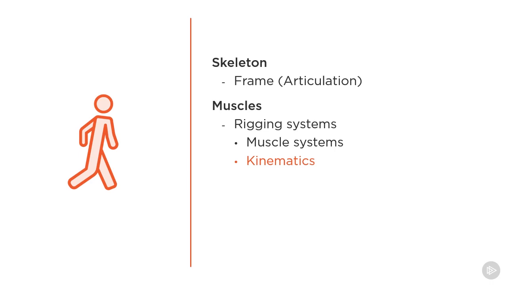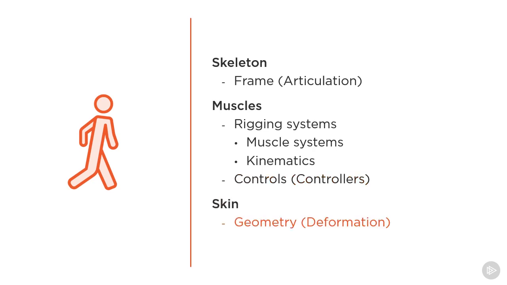So things like kinematics, which dictate the kind of controls that we have, and we'll have more on these later. Of course, we can also think about the controls, the actual controllers, the inputs we can use to create animation from our rigs. Again, we have skin. It's the geometry that we see, the geometry that deforms if we use the controls to articulate the frame.